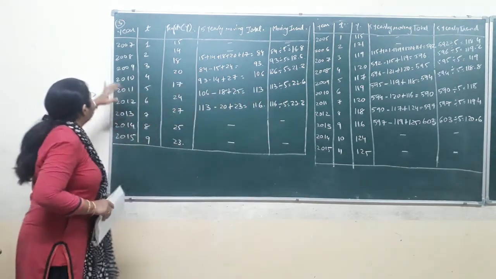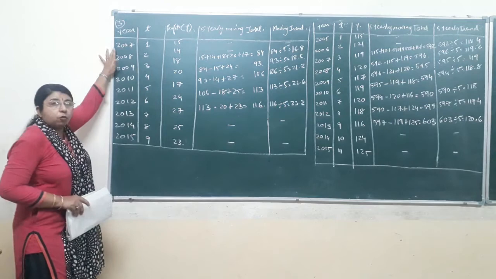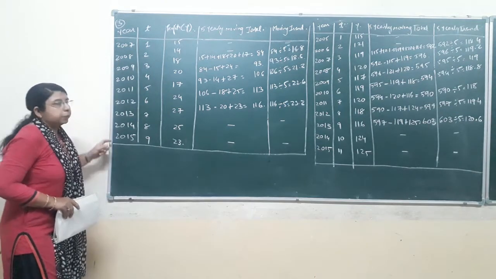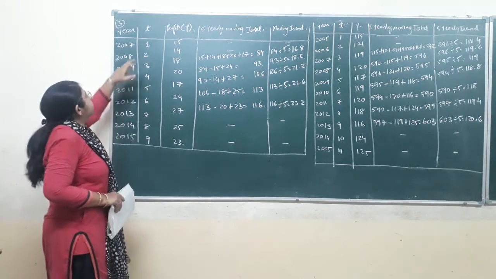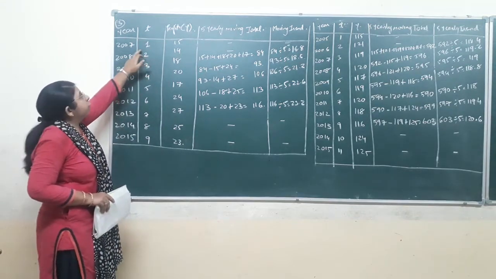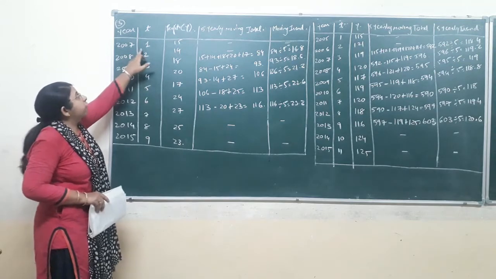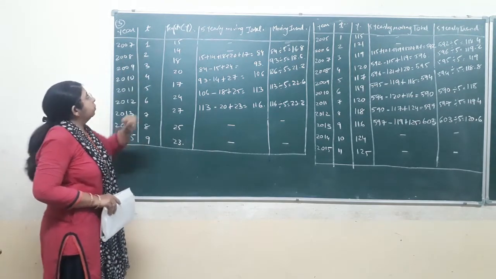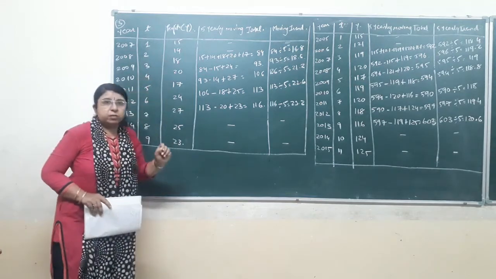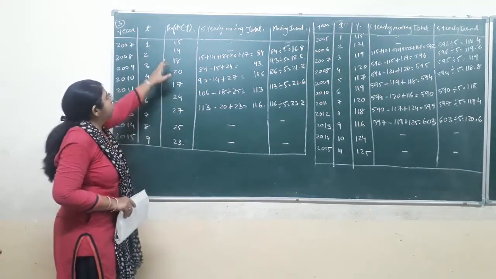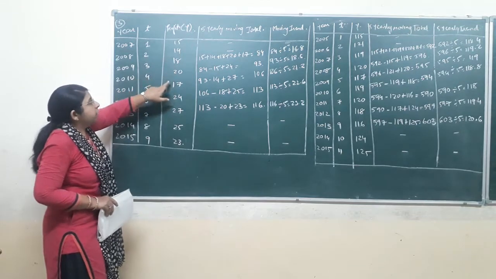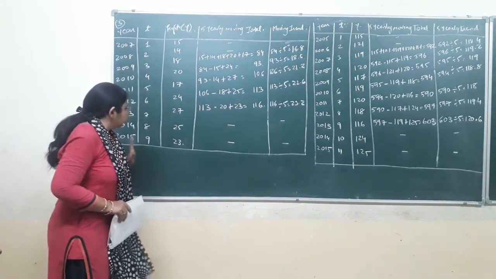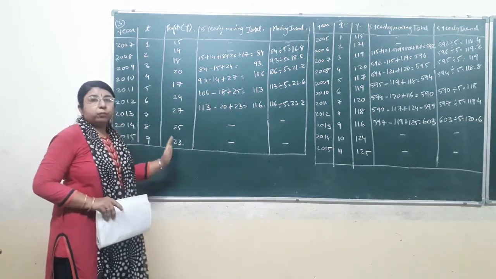As you can see on the board, the first column is year, as mentioned in the question, from 2007 up till 2015. The second column is time, in ascending order, starting from 1 up till the last number, that is 9. Next is profit, which I have considered as Y, also given in the question: 15, 14, 18, 20, 17, 24, 27, 25, 23. So these 3 columns I have just taken from the question.